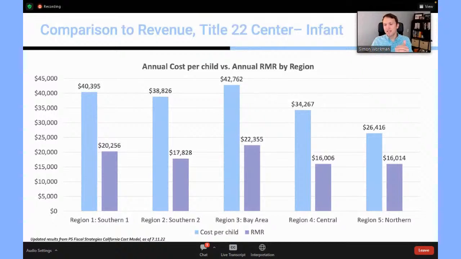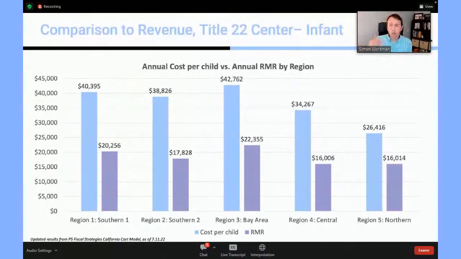And you can see how that differs across the regions of the state, right? So even though the cost at Region 5 in our estimates is lower, there is still a big gap between the 16,014 annual RMR estimate there versus the 26,416 estimated cost.